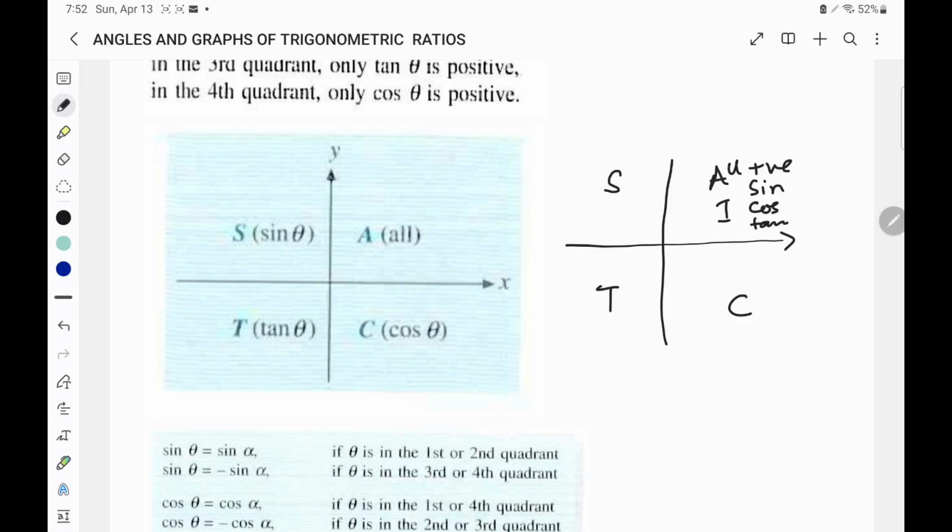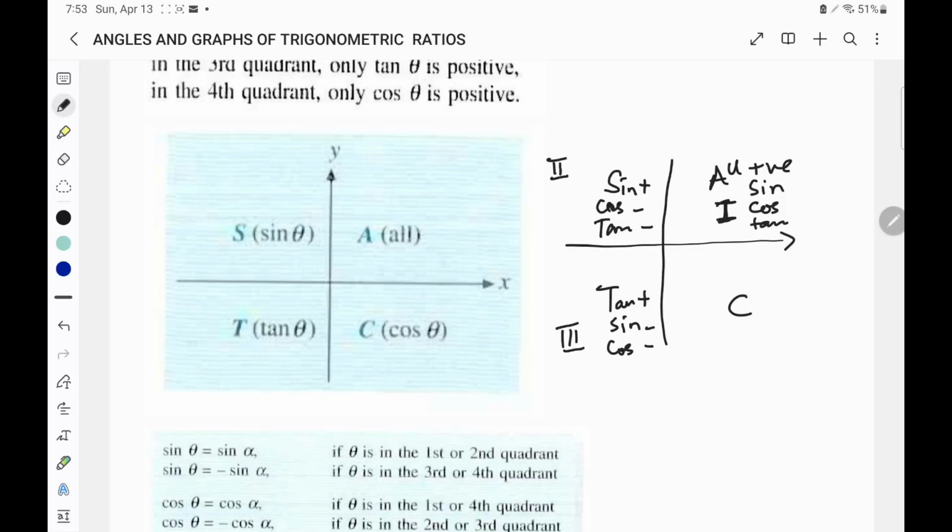In the second quadrant, here is the first quadrant and this is the second quadrant. In the second quadrant, if sine is positive, then cos and tan are negative. Then we come to the third quadrant. As you can see, it's written tan. Whenever tan is positive, sine and cos both are negative.